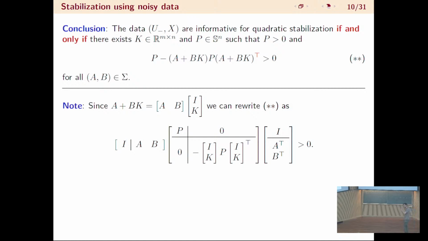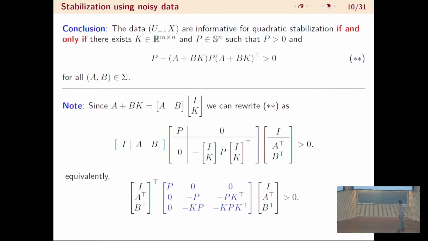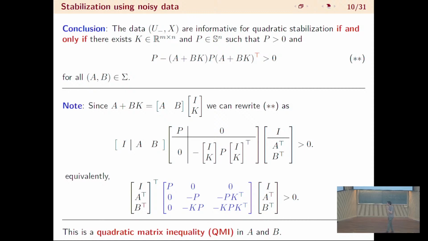But the reason I'm showing you this inequality in this form is that this is now a quadratic matrix inequality in the matrices A and B. So this inequality that we obtain finally, you can view as a quadratic inequality in these unknown matrices A and B. That's the point. Good. Well, that's not the full story.